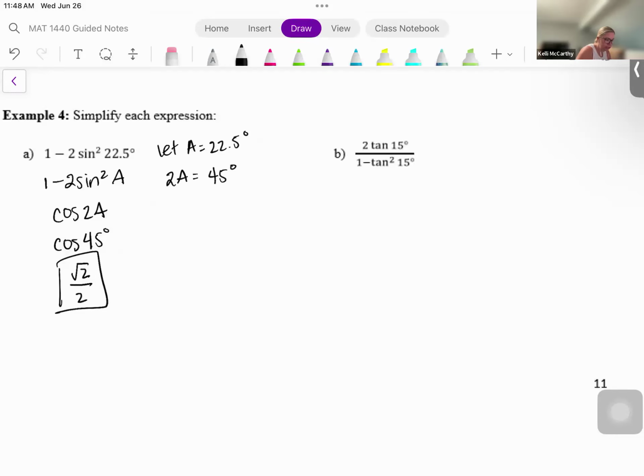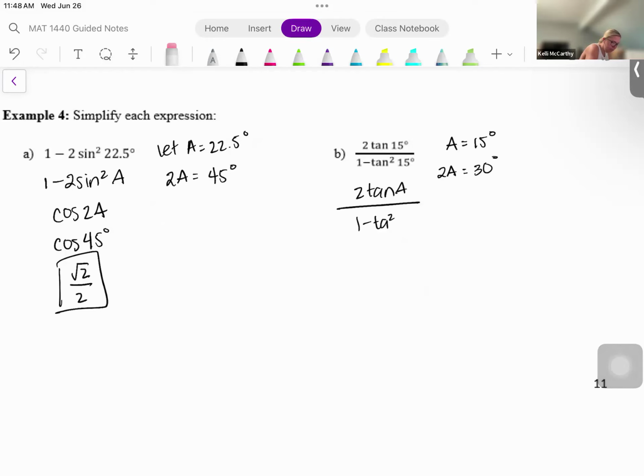Next, 2 times tangent of 15 degrees divided by 1 minus tangent squared 15 degrees. Again, we're going to say that A is 15 degrees, which means 2A has got to be 30 degrees. And this expression is representing 2 times tangent A over 1 minus tangent squared A, which is our formula for tangent of 2A. That's our double angle formula for tangent. 2A is 30 degrees, so what we're really evaluating is tangent of 30 degrees.